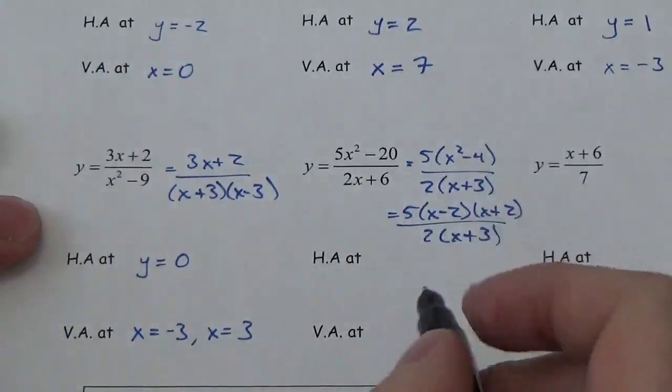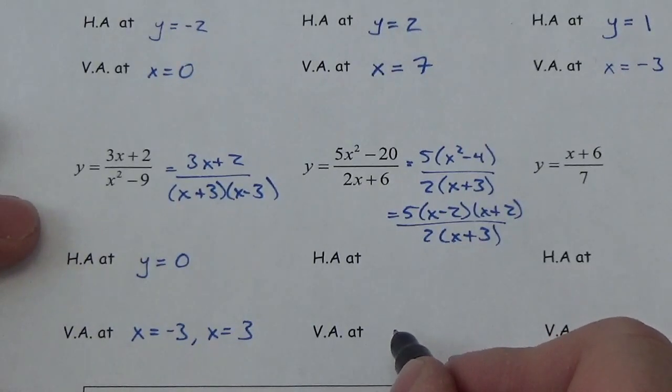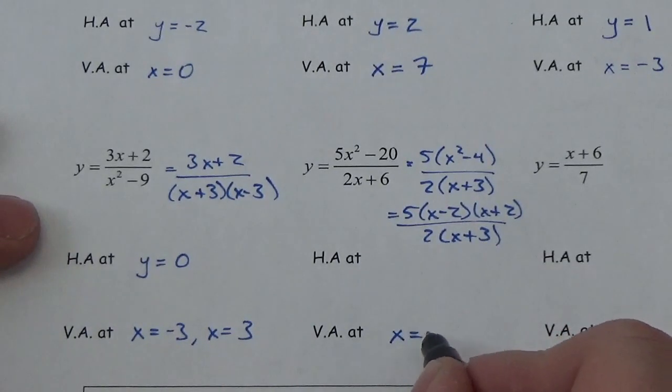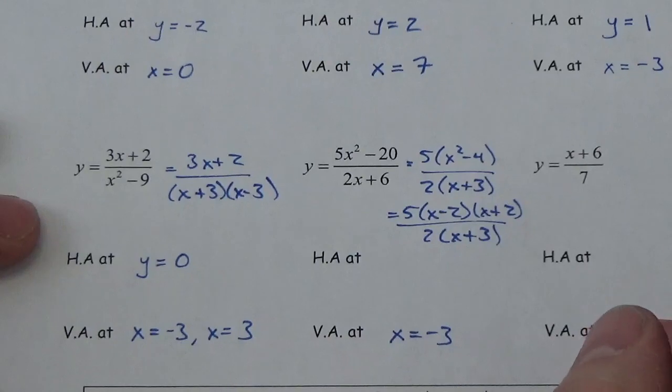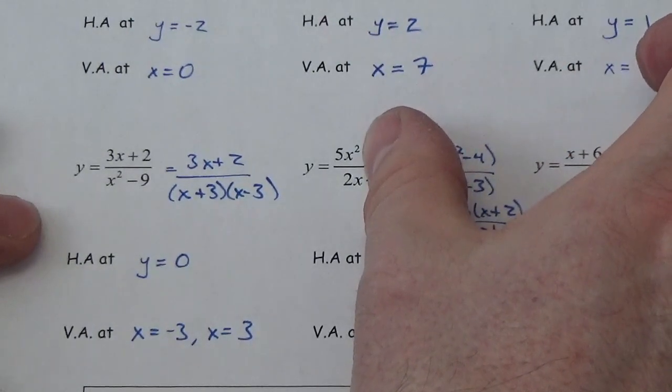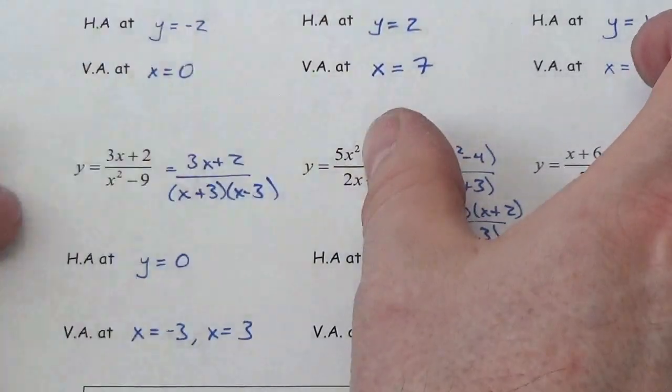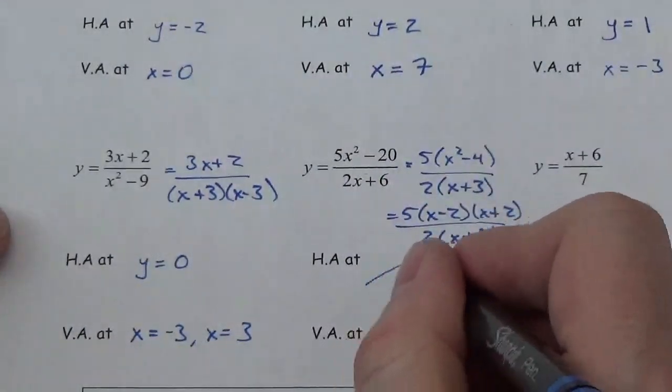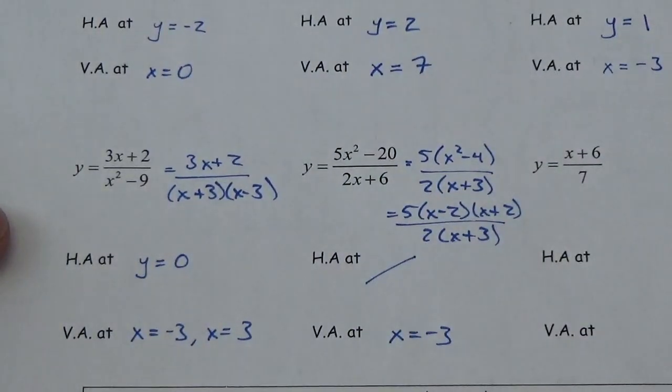Okay, now that means that my vertical asymptote is going to be x equals -3, looking at the denominator where it makes it equal 0. And I can go up here and just take a look. Because the degree of the numerator is larger than the denominator, okay, there is no horizontal asymptote.